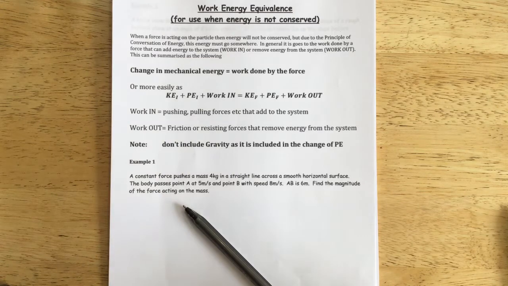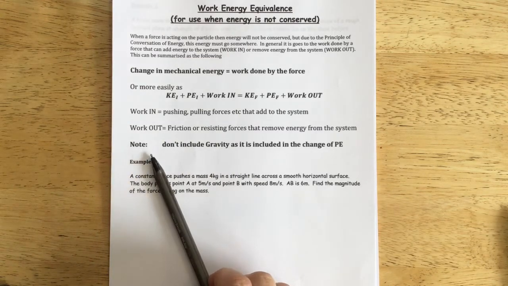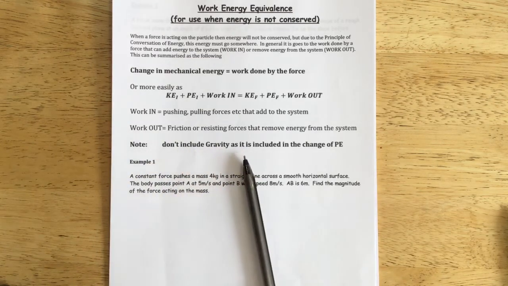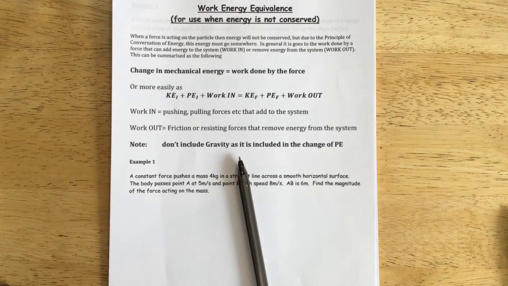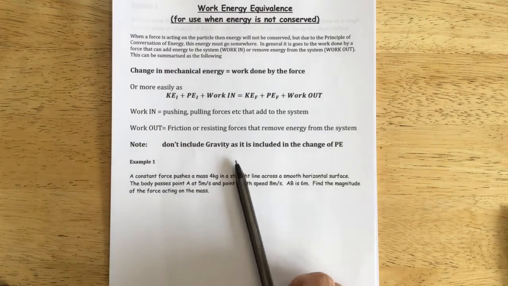Work going out is going to be work done against friction or resistive forces that take energy out of the system. But one thing that we don't include is gravity in that work done against friction or work done against gravity, because that's part of your potential energy or the change in potential energy. So we really only look at resistive forces.